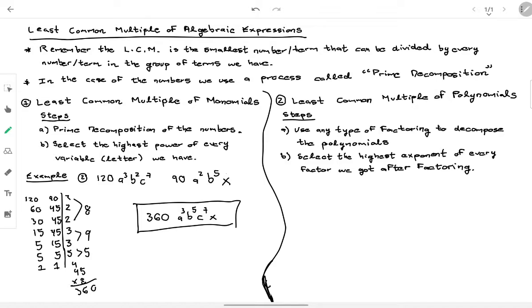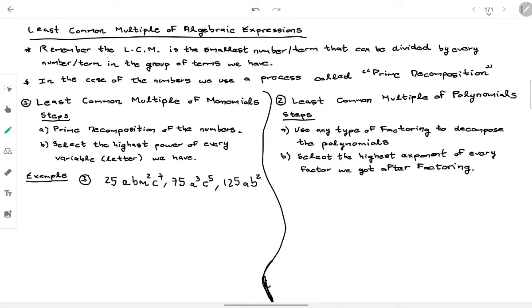So it's very easy. It's only using the prime decomposition of the numbers and then selecting the highest power of every variable or letter we have. I think it will be one last exercise of how to obtain the least common multiple between monomials. In this case, it's the same. We need to do the prime decomposition of the numbers. So we got 25, we got 75, and we got 125.